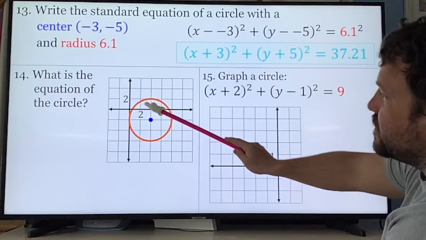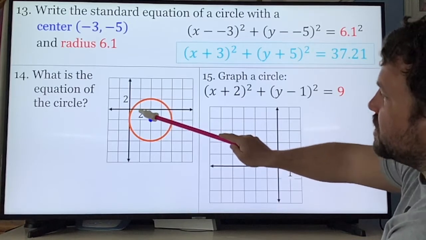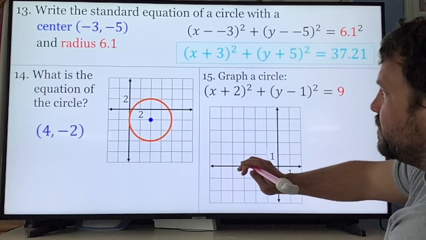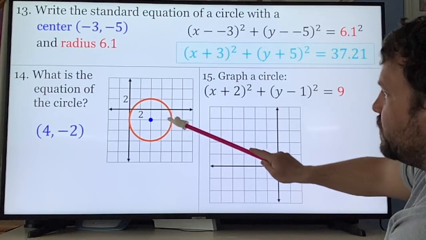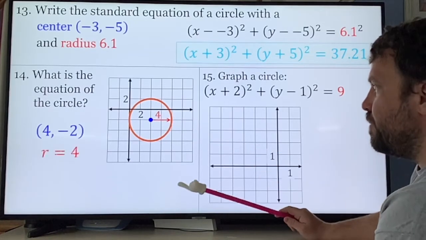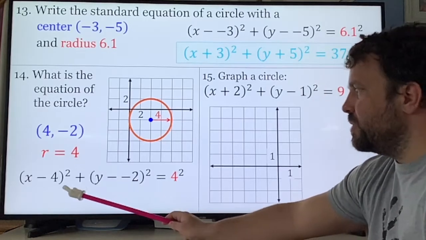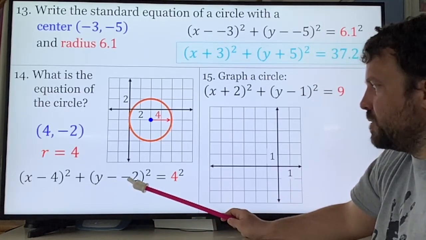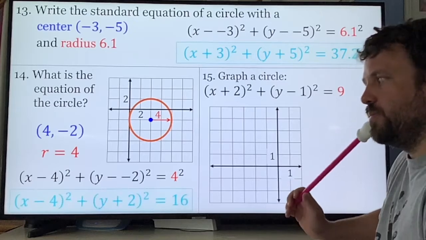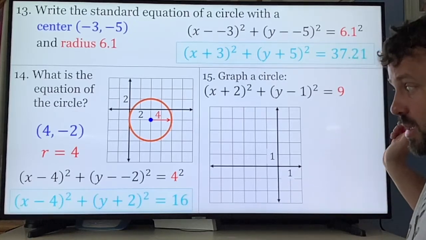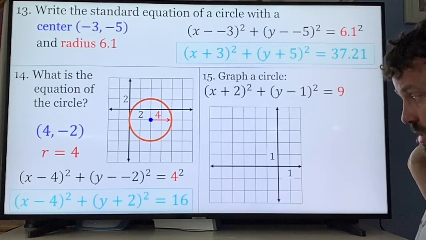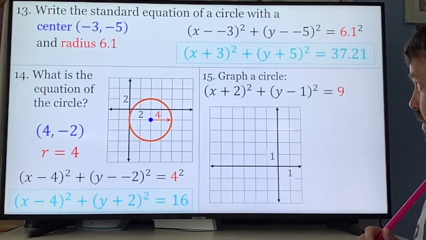Now, each one of these units goes up by 2. So this is actually 2, 4, negative 2. The radius here is 2, 4, right? So let's use it. H minus 4, minus a negative 2, so it just becomes plus 2, and 16. X minus 4 squared plus y plus 2 squared equals 16. Are we all good?